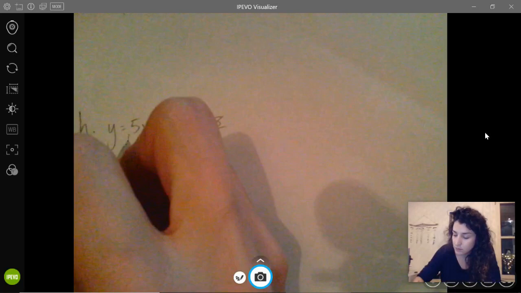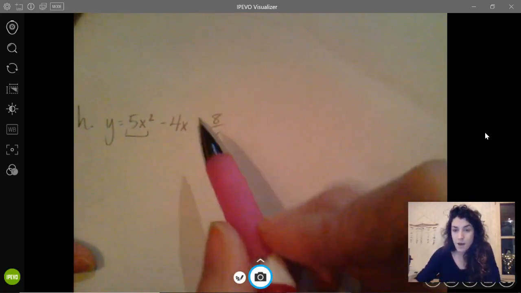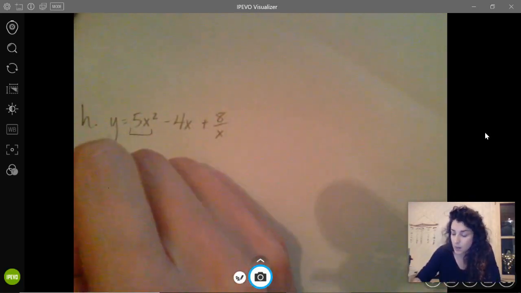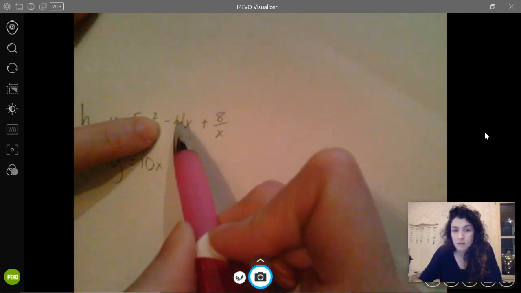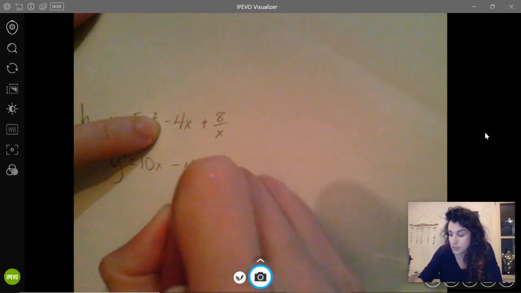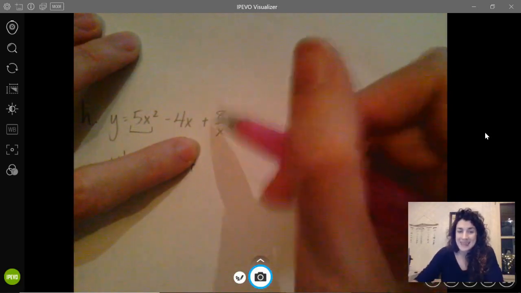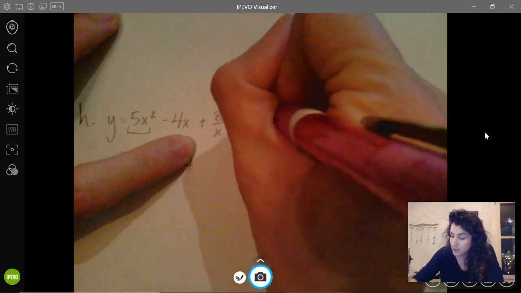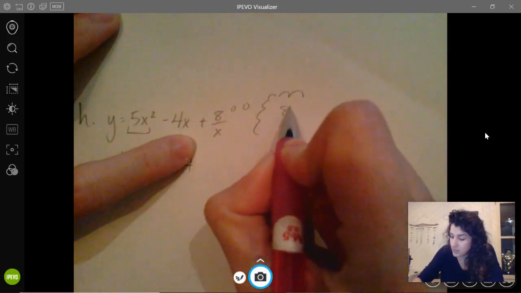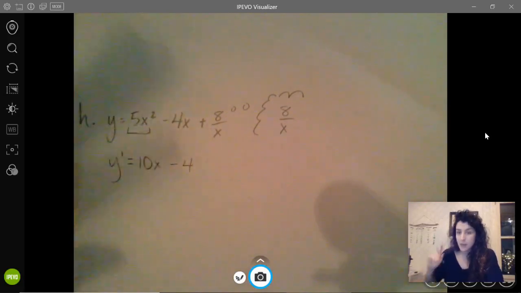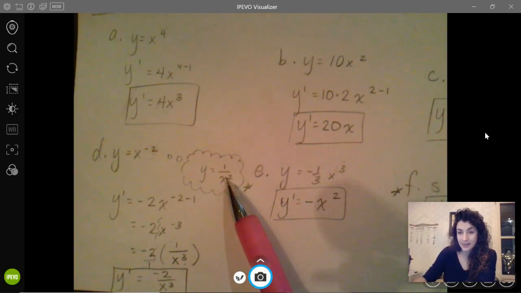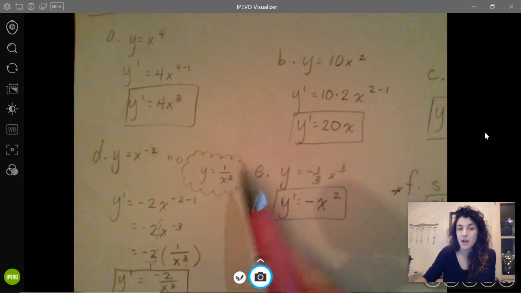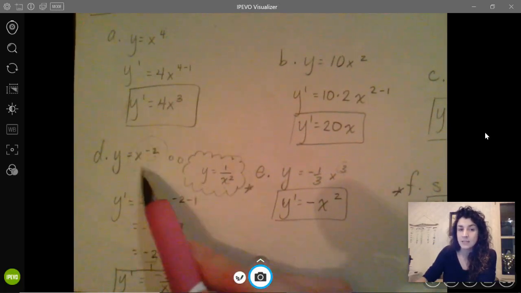So breaking it down, the derivative of 5x squared is going to be 10x. The derivative of negative 4x is just negative 4. And then I want you to think about 8 over x, about what we talked about on the previous page. That sometimes it looks a little bit like this, and we don't like to think about it in that way because it gets a little complicated. So instead, we need to think about it in this way.